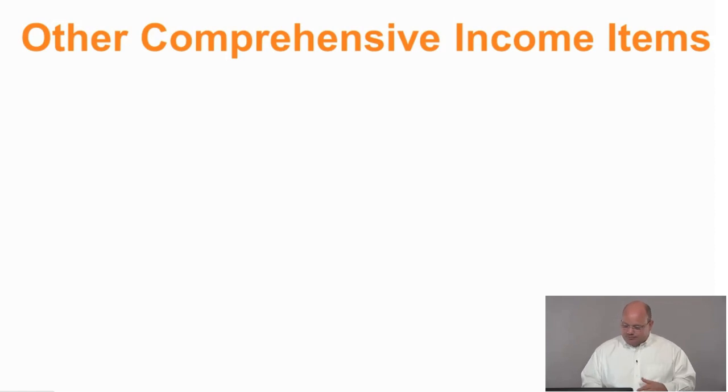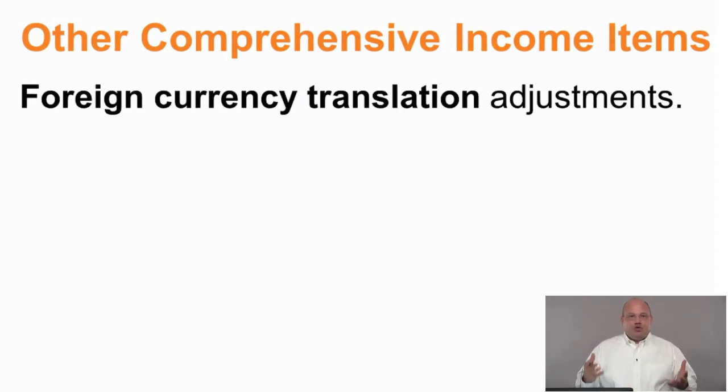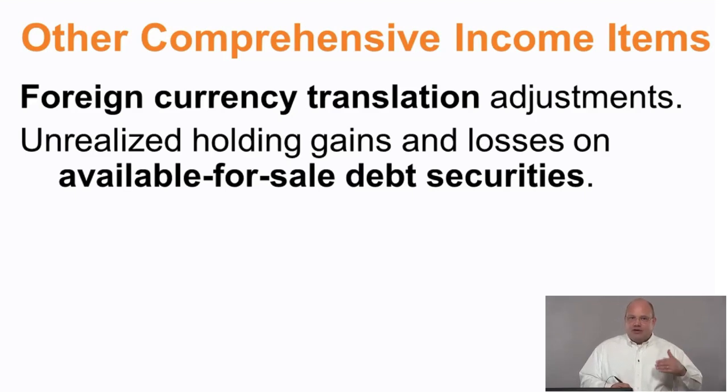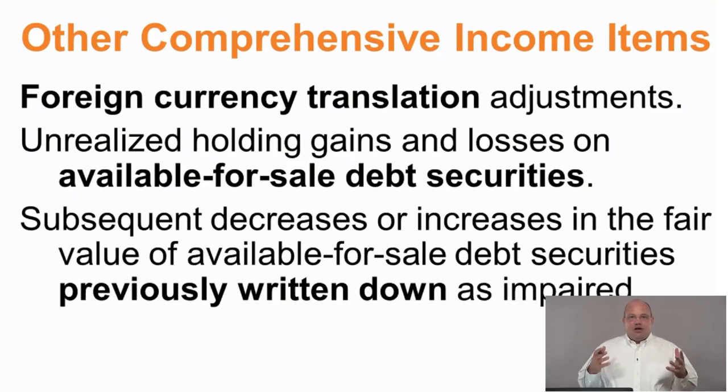So these items: foreign currency translation adjustments. When we have to adjust foreign currency financial statements, there may be a translation adjustment. That translation adjustment goes to other comprehensive income. The unrealized holding gains and losses on available for sale securities. Subsequent decreases or increases in the fair value of available for sale securities previously written down. These are the items that the standards have said go to other comprehensive income.